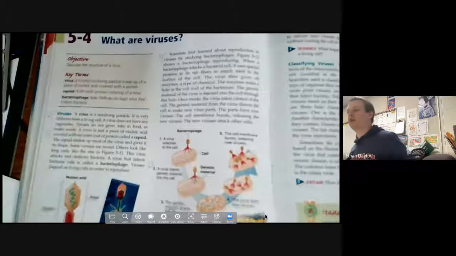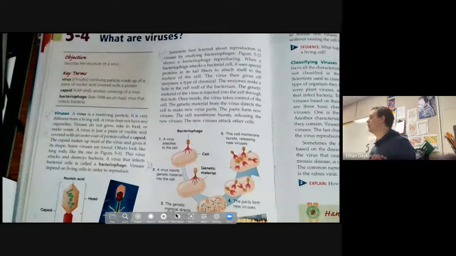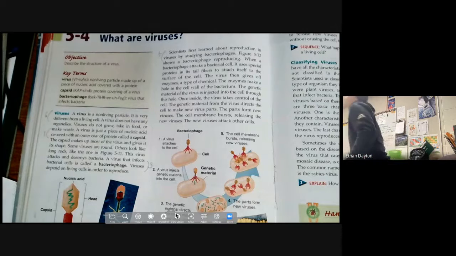Okay, here we go. We're on page 128, 129. Some of you have started doing it already. That's awesome because you're ahead of the game. But we're going to read over it and go through it together because we've got some confusion. And we're starting a short little unit on viruses here.